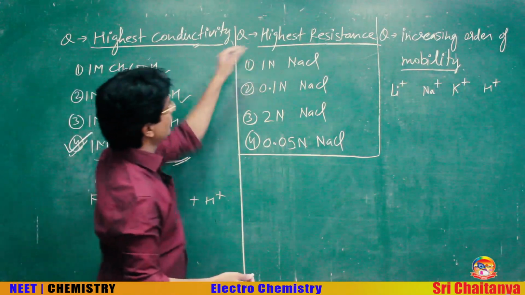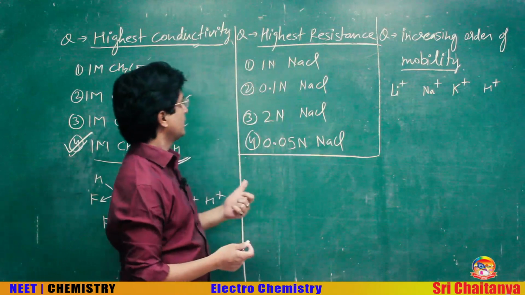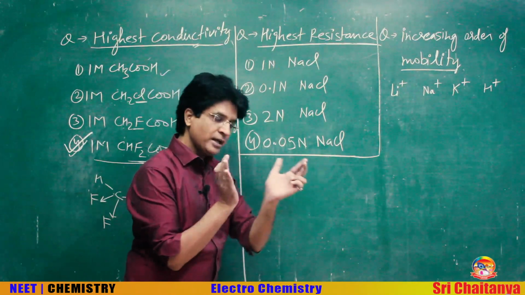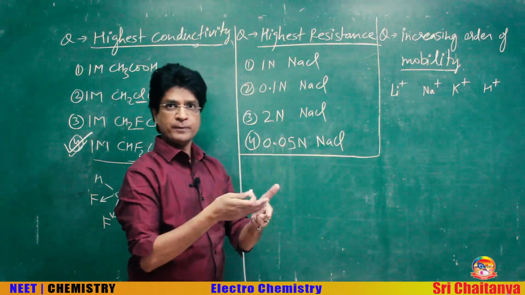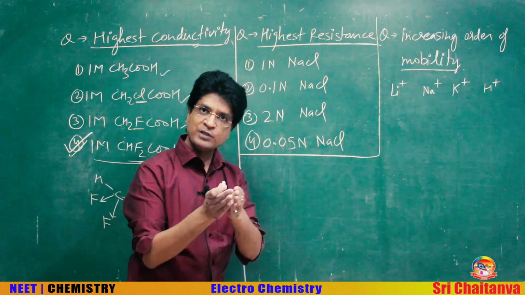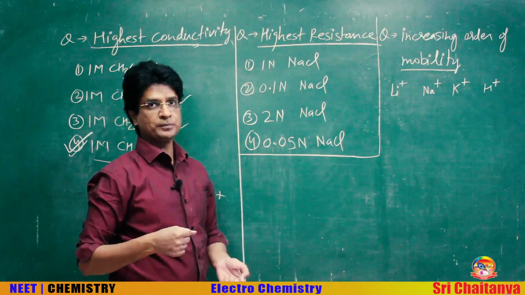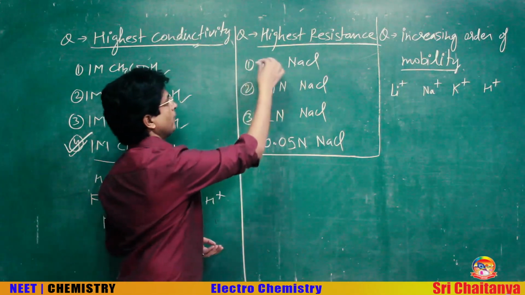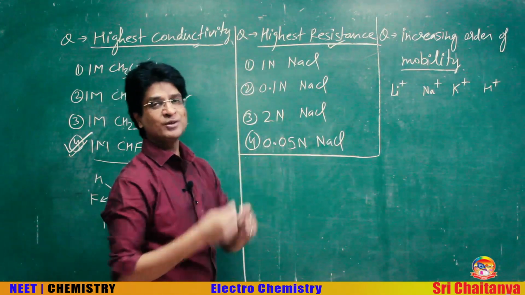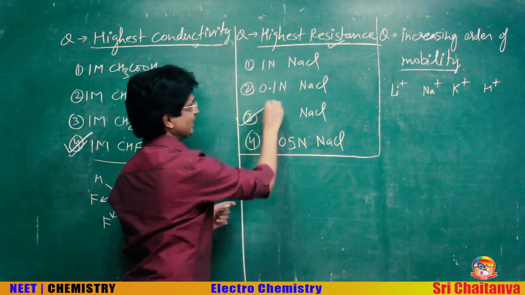Now come over here, highest resistance. Now resistance in solution depends on what? Inter-ionic interaction. And inter-ionic interaction depends on the concentration. More the concentration, more closer are the ions. More closer the ions will be, more will be the inter-ionic interaction. They will pull each other more. So highest resistance will be shown by that solution which has more concentration. So the more concentrated among these four is the third one.